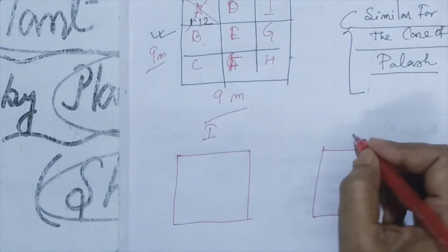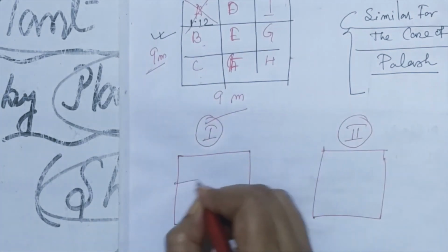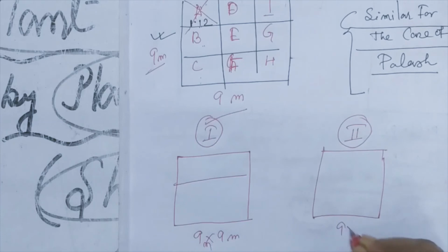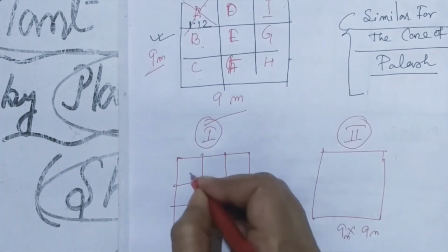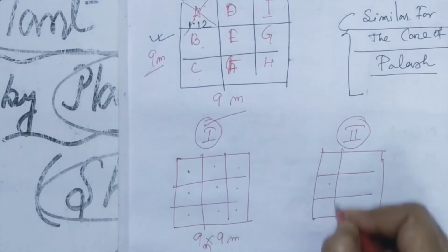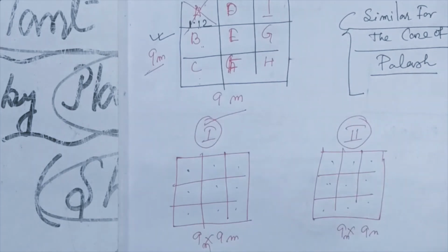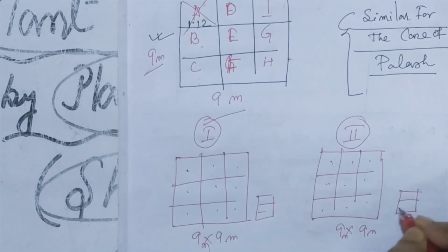Here we took two species. This is for the Polarsh, and this is a 9 meter by 9 meter area. This is also a 9 meter by 9 meter area. Here is the index for the Schall tree, and here is the index for the Polarsh tree. All are the Shannon index, and after that you have to prepare the index on the basis of the values.